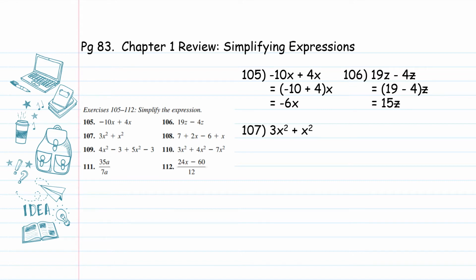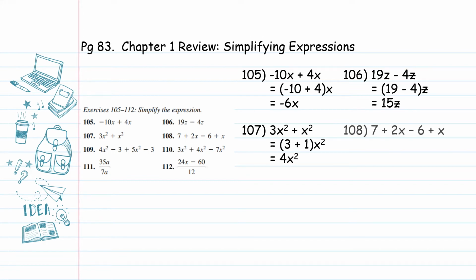In exercise 107, we're given 3x squared plus x squared. When we don't see a coefficient in front of a variable, we can assume that the coefficient is 1. So we will add our coefficients together, which is 3 plus the 1 from our x squared, and we're left with 4x squared.